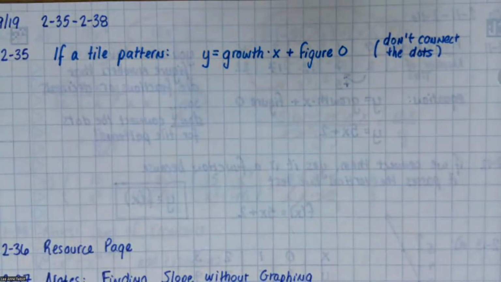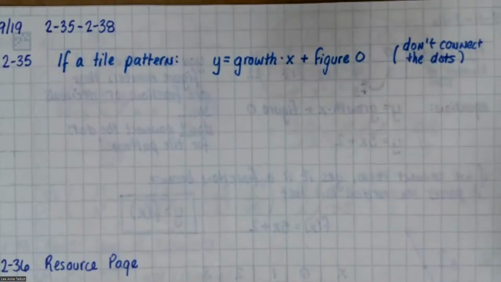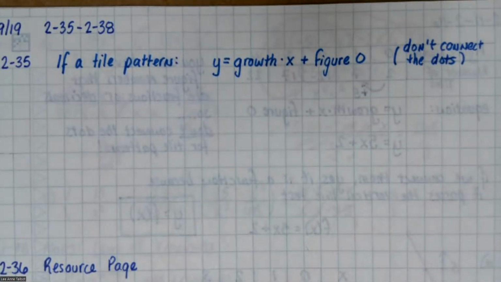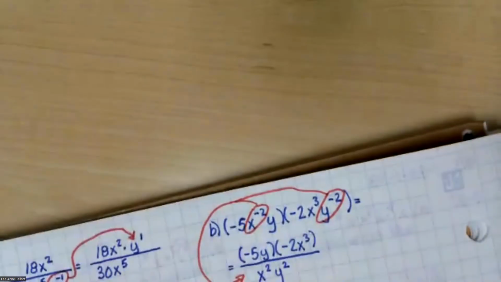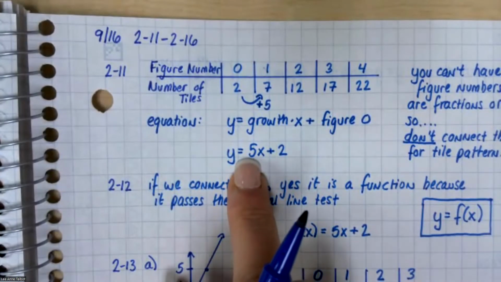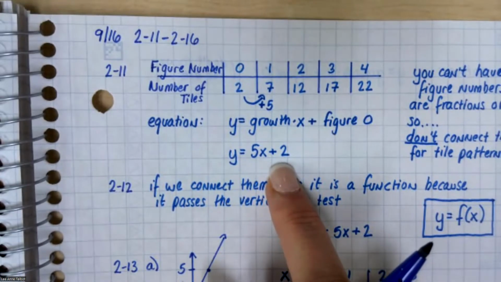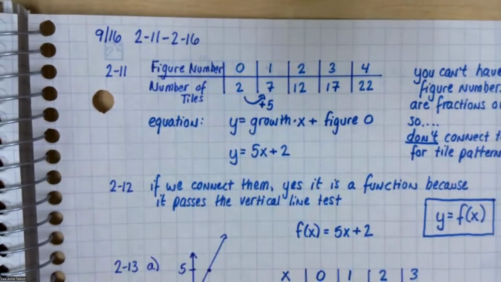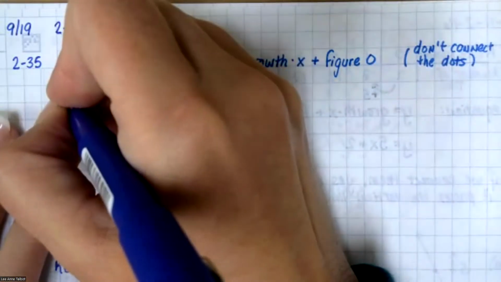One of the things I wanted you to know about tile patterns is if you graph the dots from the table, don't connect them for a tile pattern. Don't connect the dots. Okay. So looking back here, this was number 11 from Tuesday. How did we get the 5? That's the growth each time. How did we get figure 0? We looked at the table and how many tiles were in figure 0. Okay. So that's where we started this chapter, was with tile patterns. Then we moved on to functions.